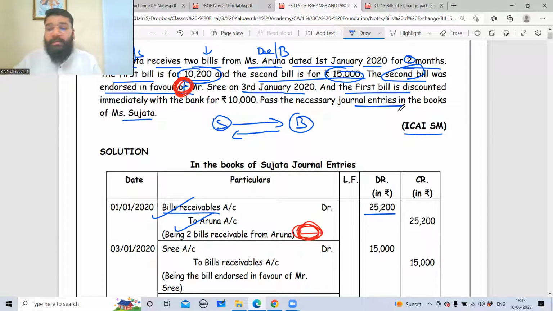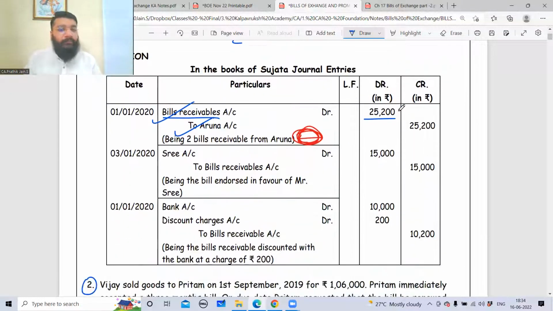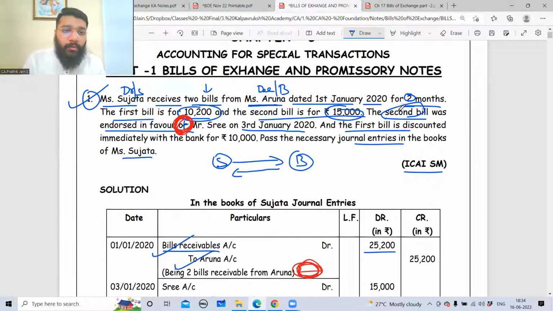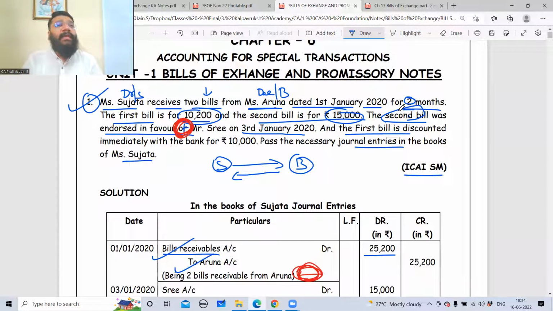Now, guys, will you pass the entry for the due date or the maturity date? The question is not giving any information about what has happened on the due date. Whether the bill is honored or dishonored, nothing is mentioned. In that case, we will stop our answer till this. Clear with this point? So with this, we come to the end of the first question of your ICA study material.